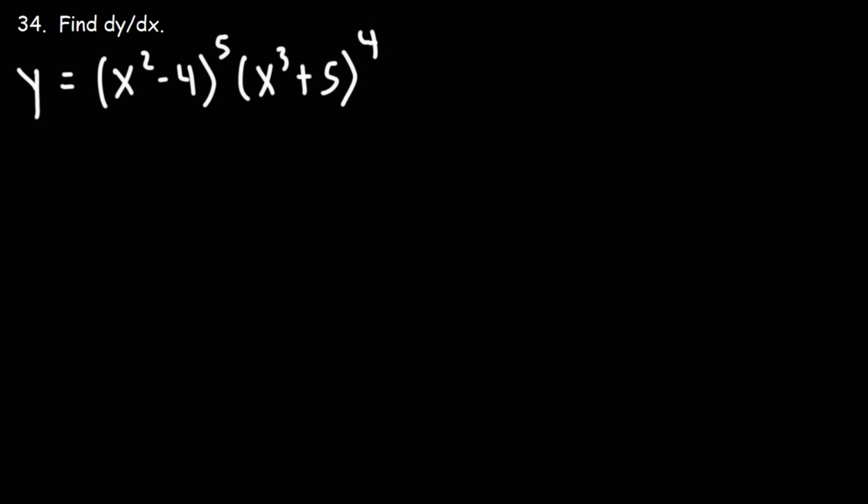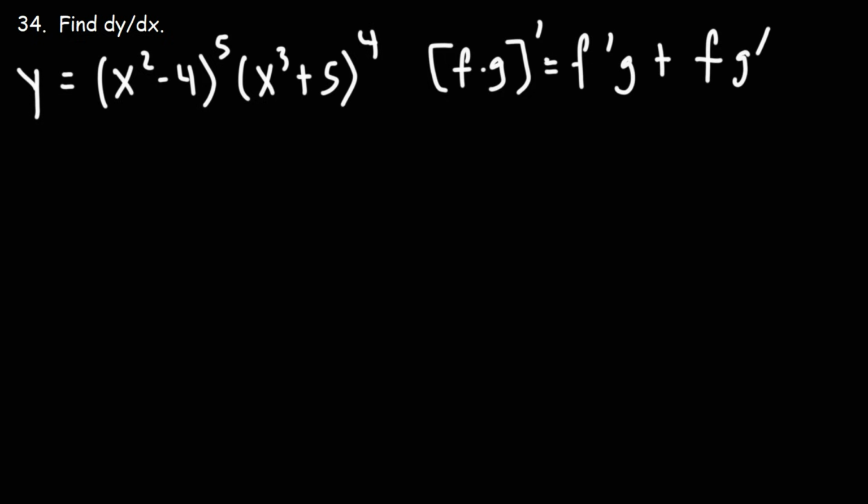34. What is the derivative of x squared minus 4 raised to the 5th power times x cubed plus 5 raised to the 4th power? So to find the derivative, we need to use the product rule. The derivative of f times g is going to be f prime g plus f g prime.